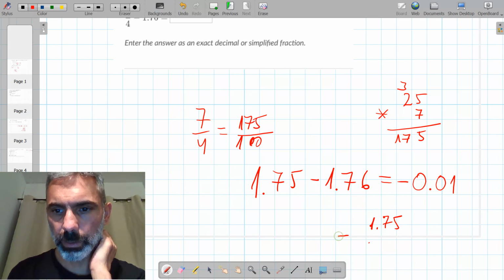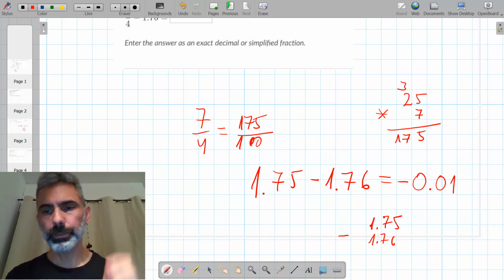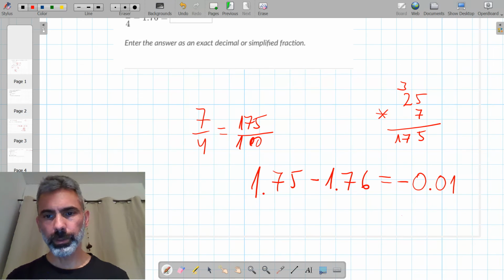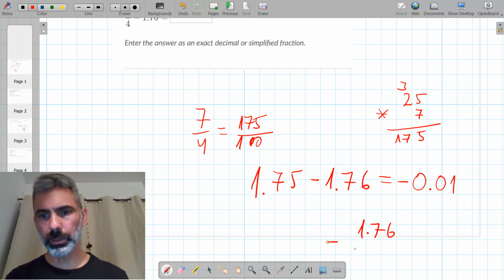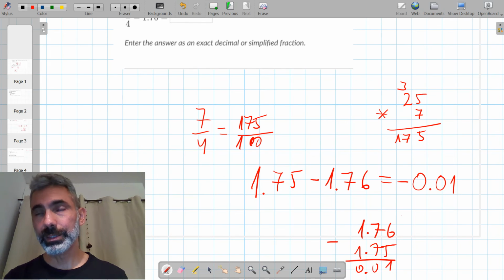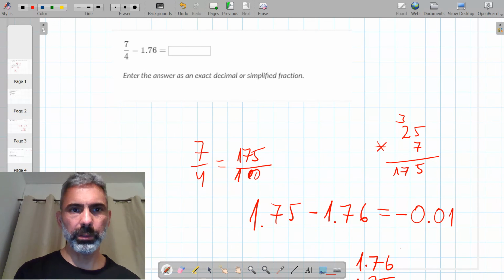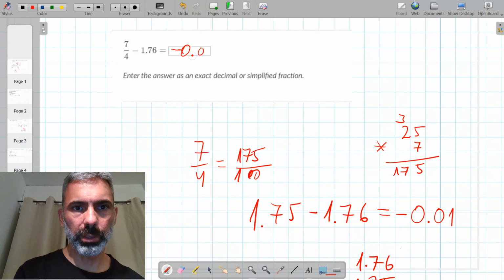1.75 minus 1.76. The answer is the difference, so we can subtract 176 minus 175, and we get 1 hundredth. And it is negative because 176 is greater than 175. So the answer here is minus 0.01.